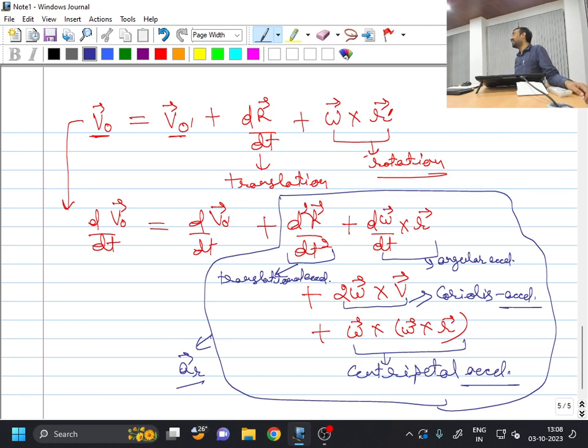Okay, so as Earth's surface is rotating, of course it must have some component of Coriolis acceleration, centripetal acceleration, or some angular acceleration. If you talk about the magnitude of Coriolis acceleration for Earth's surface, it is nearly of the order of 10 to the power minus 5 times g. So its magnitude is actually very, very small, extremely small.